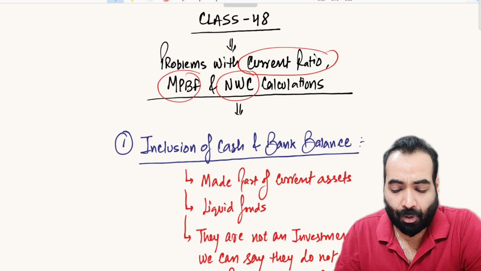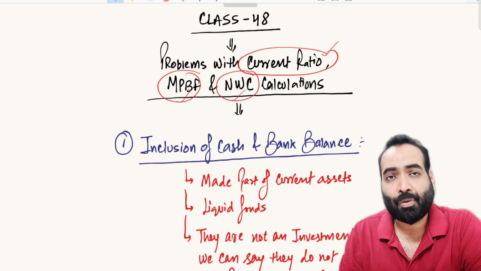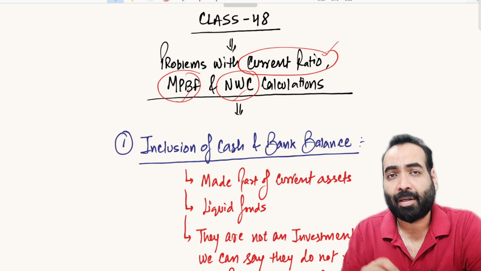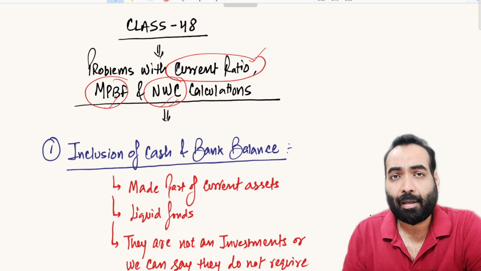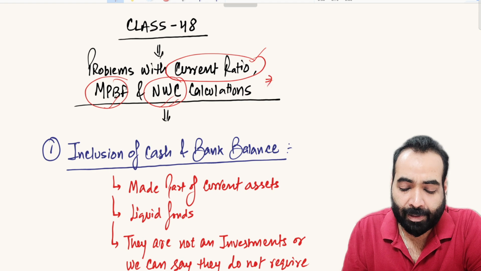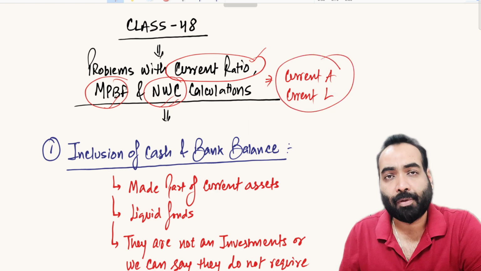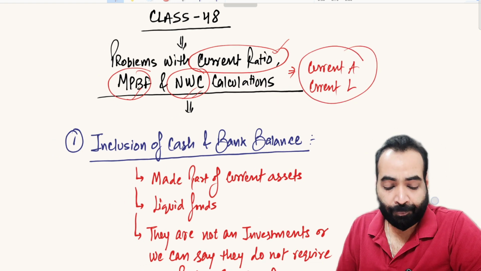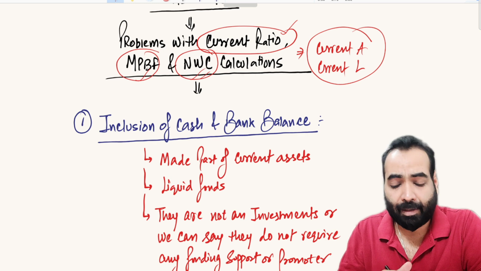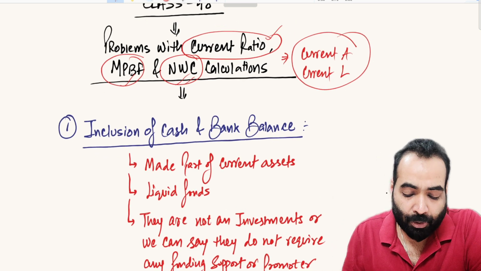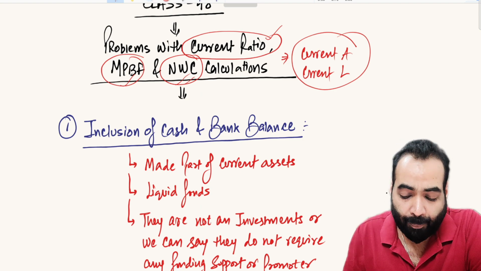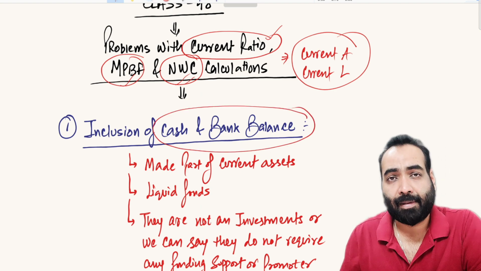As you can understand, all of these things, the current ratio, the MPBF, I am talking about MPBF method 1 and method 2 of Tandon Committee, and NWC. All these three topics are associated with current assets and current liabilities. They are somehow connected with these two items only for the purpose of calculating eligibility, right? So what are the problems that these three items have? The number one problem that they have is the inclusion of hard cash and liquid bank balance in current assets.